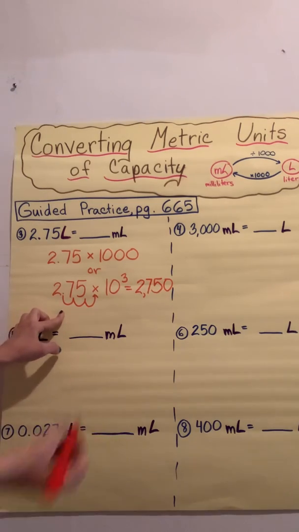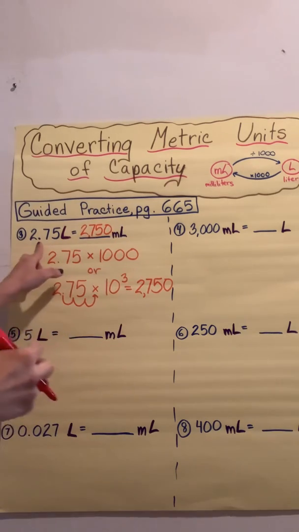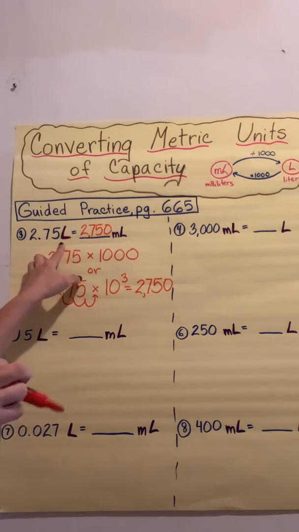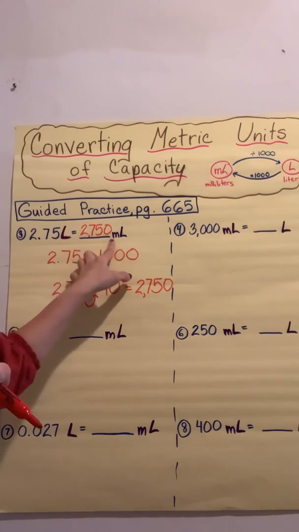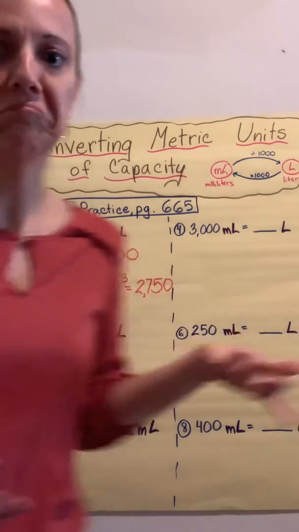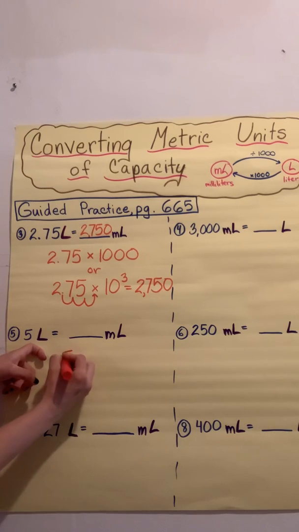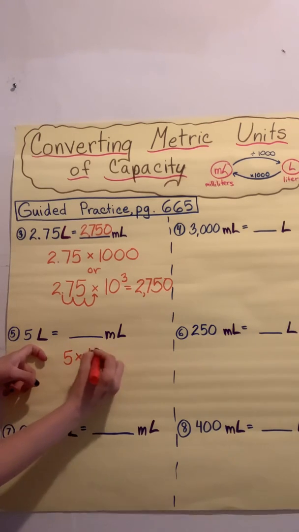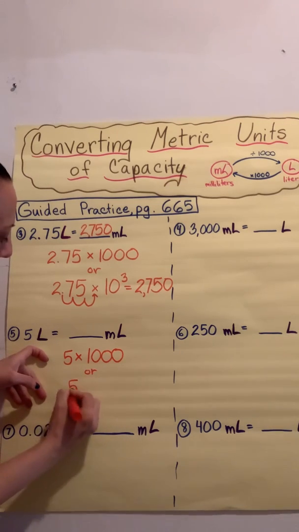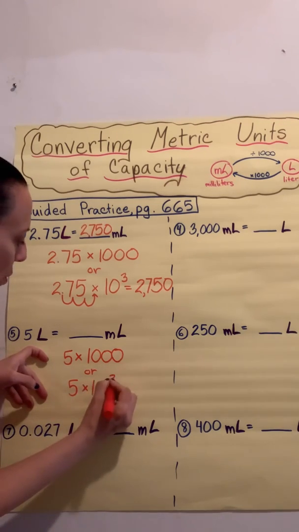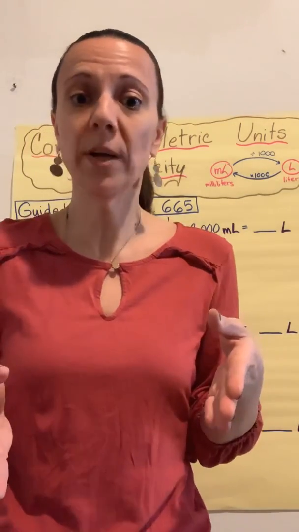So 2,750. Okay. So 2.75 liters is the same as 2,750 milliliters. Well, that was easy. Let's do the other two. 5 liters. I'm doing 5 times 1,000, or 5 times 10 to the third power. Well, 5 is already a whole number. I don't really need to worry about the decimal point.